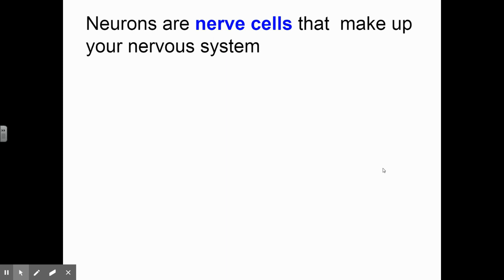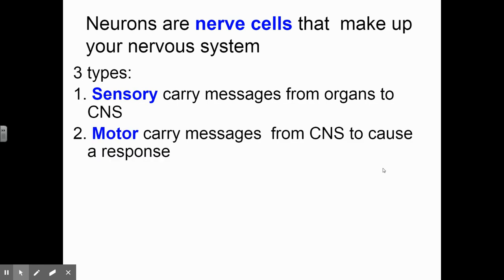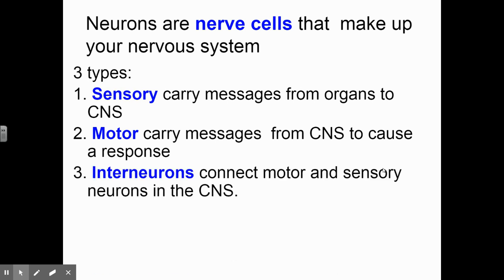All of those nerves that travel around your body come in three main types. The first are sensory. Sensory neurons carry messages from organs to your central nervous system. Motor neurons are going to carry messages from the central nervous system, and they're going to cause a response to happen somewhere in the body. And then we have interneurons, which connect our motor and sensory neurons, and they are found within the central nervous system. So interneurons are basically what make up your brain and spinal cord.